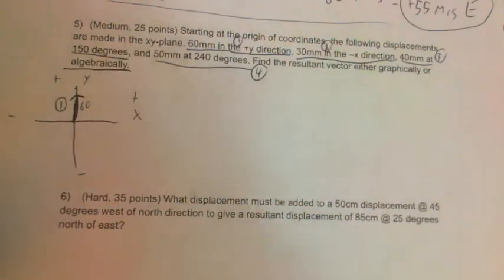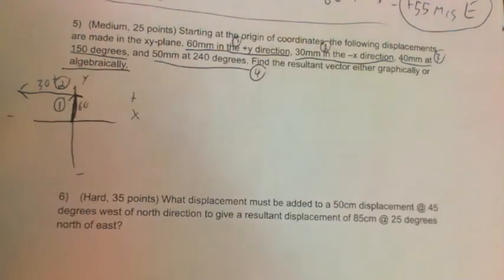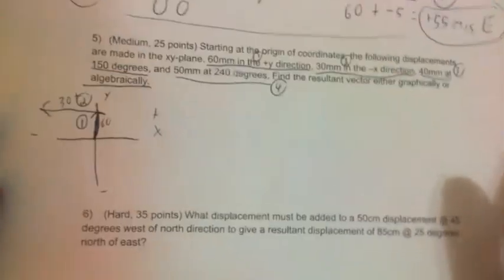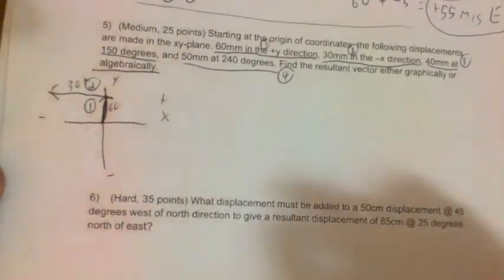So 1 is 60 going straight up. Then we have 30 millimeters in the negative x direction. So 2 here is going to be 30 millimeters in the negative x direction. Then we have 40 millimeters at 150 degrees. So going from here, 150 degrees is like this.